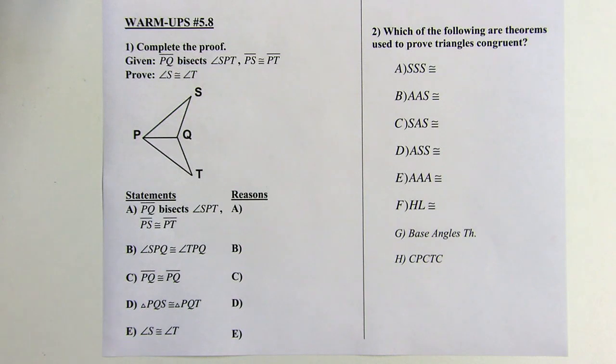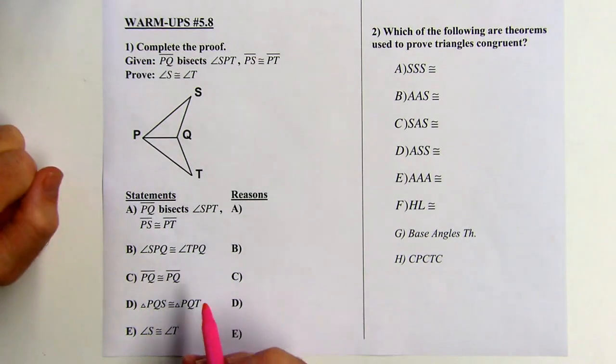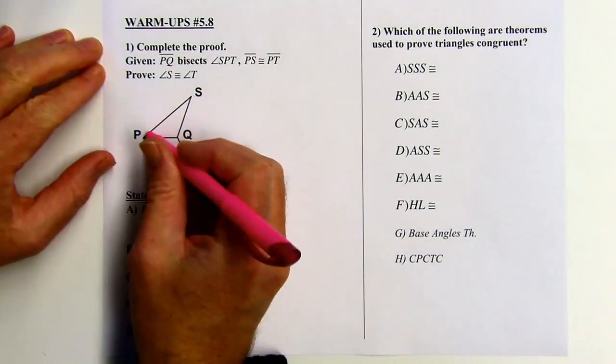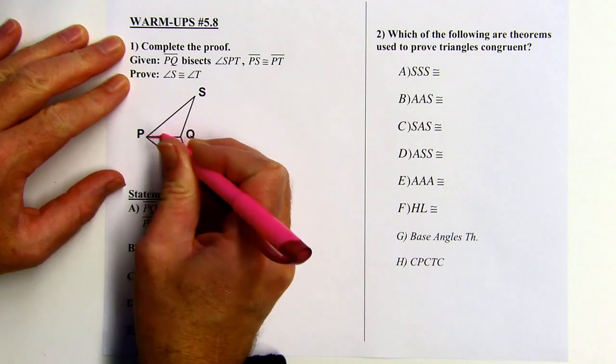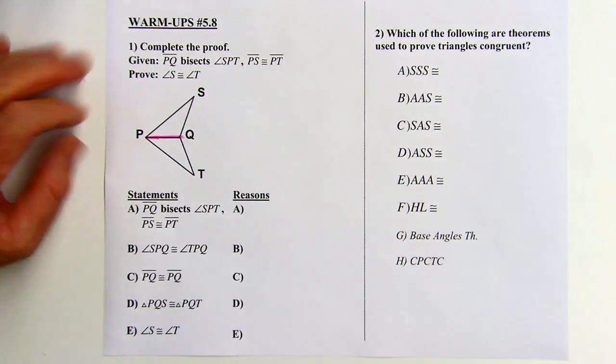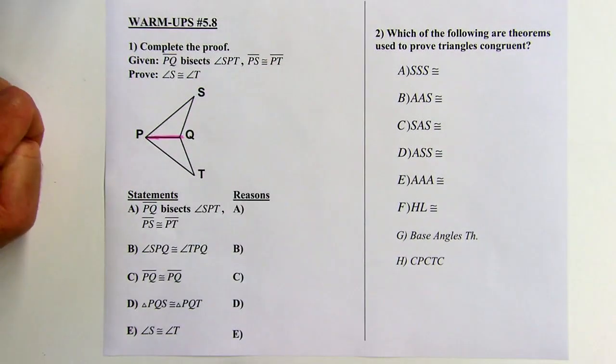Okay, here's warm-up 5.8. We've got a two-column proof. The statement's already filled out, but we're going to fill out the reasons or justifications. Okay, so first, looking at the given info, it says that PQ bisects angle SPT. So let's make sure we understand what that means. So PQ is right here, and it bisects SPT.